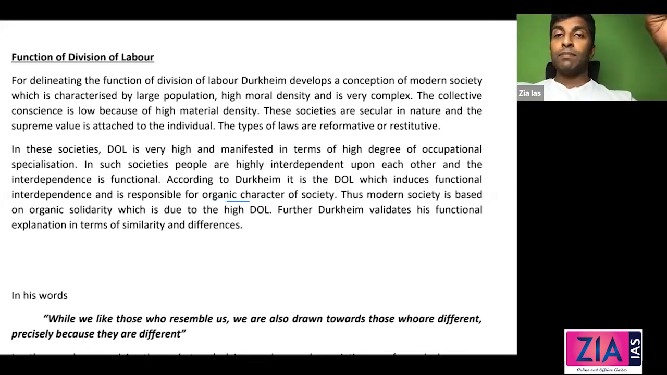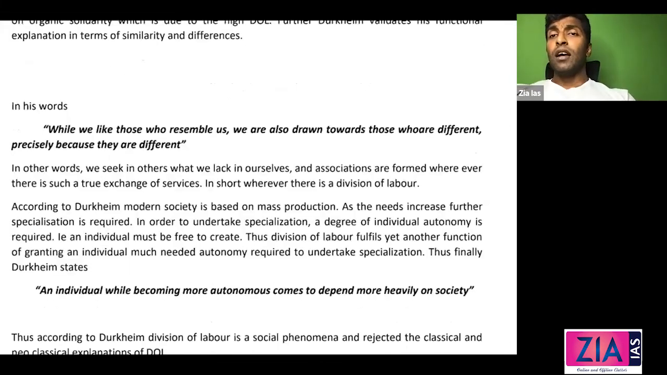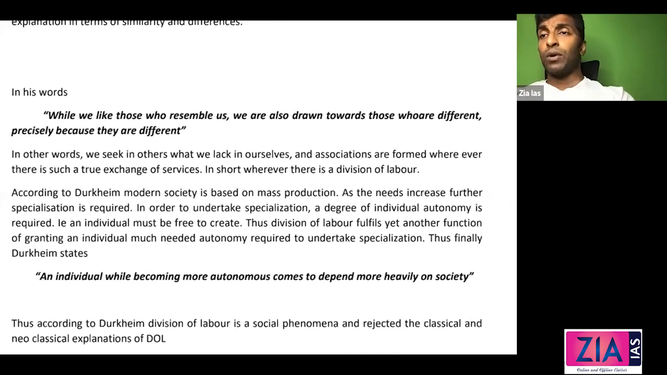Thus, modern society is based on organic solidarity, which is due to high division of labor or specialization. Further, Durkheim validates his functional explanation in terms of similarity and differences. While we like those who resemble us, we are also drawn towards others, those who are different, precisely because they are different, right?